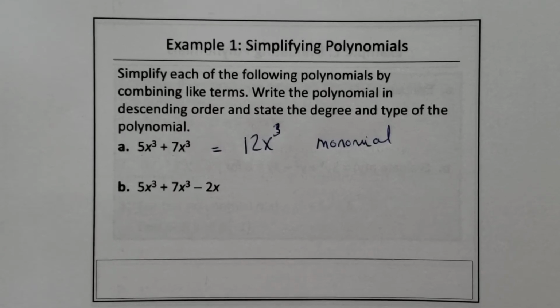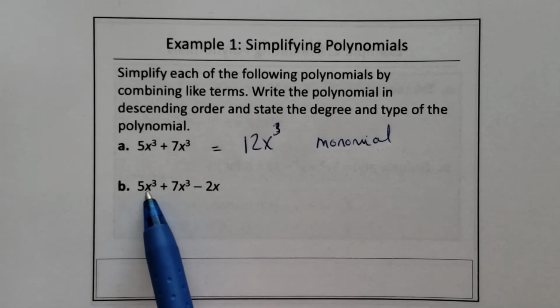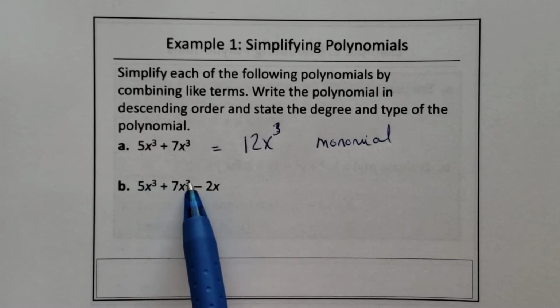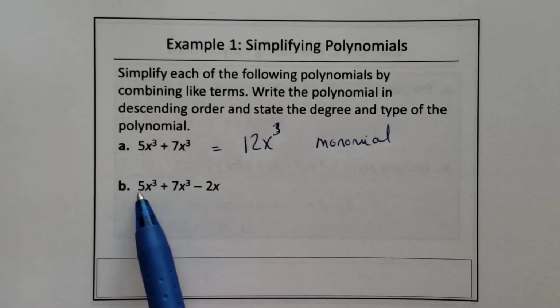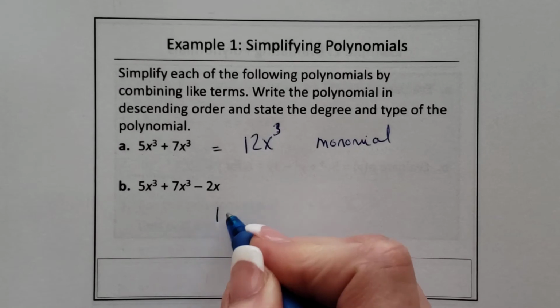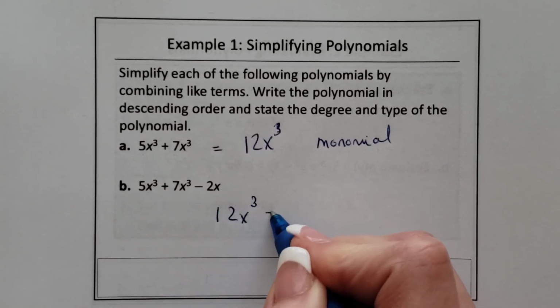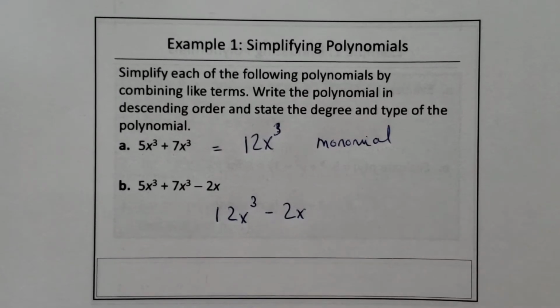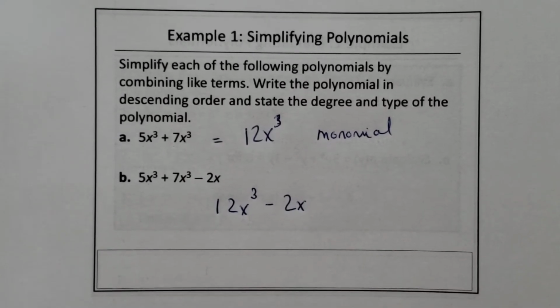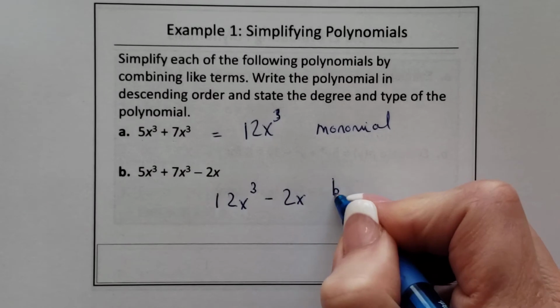All right, letter B. We have two like terms, x to the third, x to the third. So here we get to combine those two coefficients. So it's 12 x to the third, and then minus 2x doesn't have a like term, so that's part of our answer. So since there's two terms, it's a binomial.